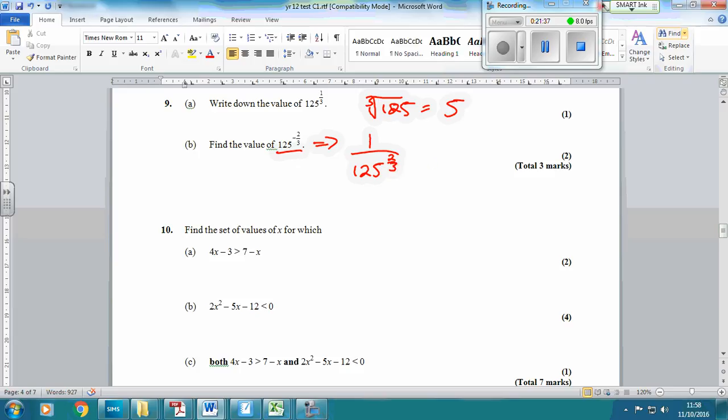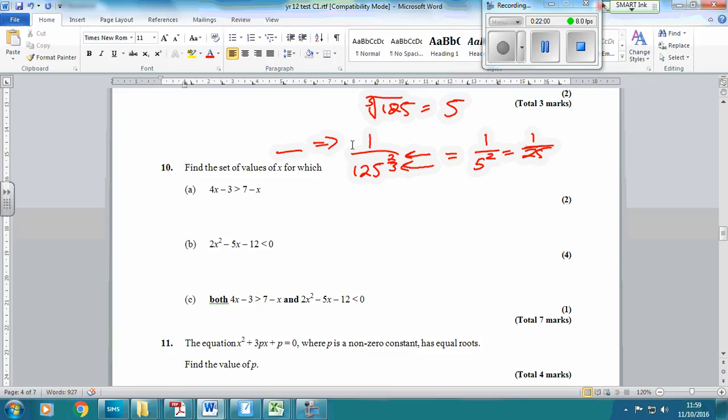And the way we deal with this, we deal with the bottom first, which is the cube root. And once we've done that, we deal with the top, which is the power. So it's going to be the cube root of 125, which is 5. We then square it. That'll give us 1 over 5 squared, which is 1 over 25. Okay, and then question 10.